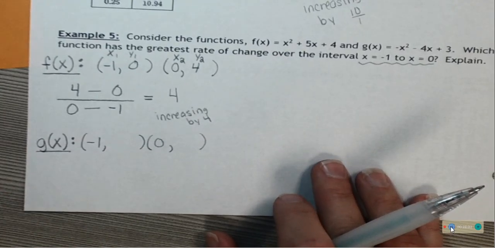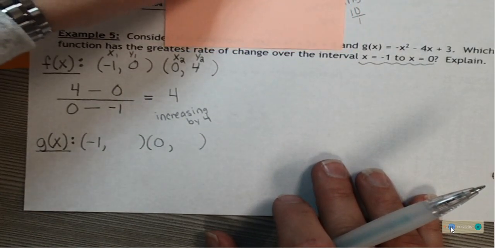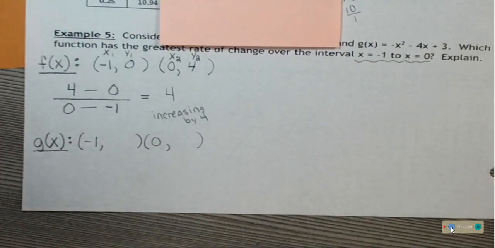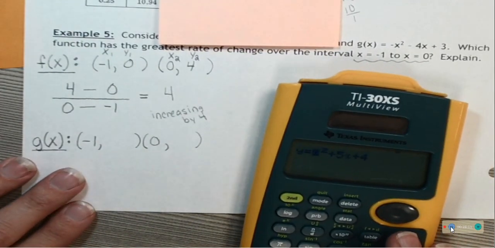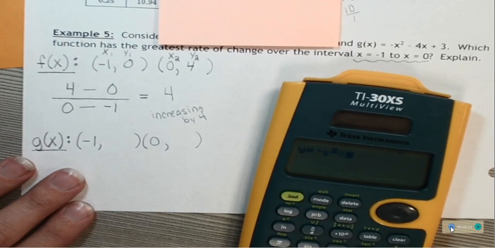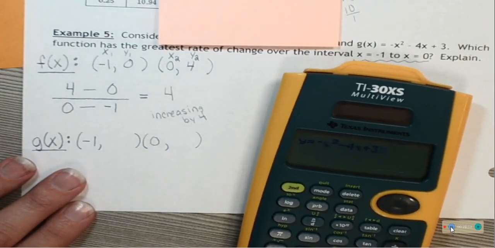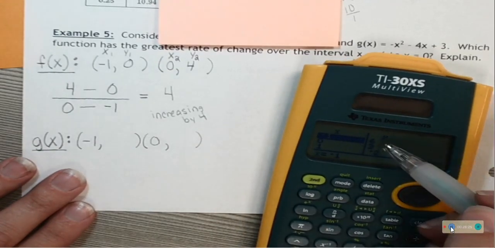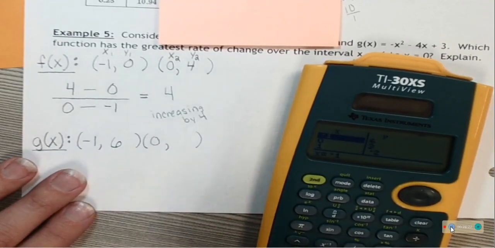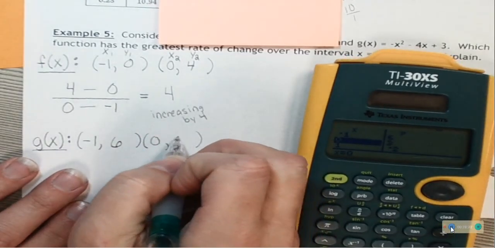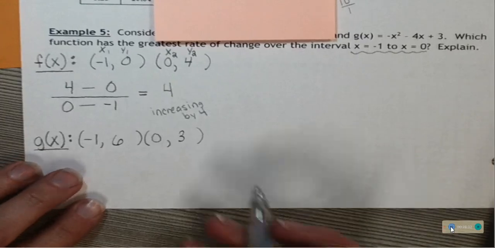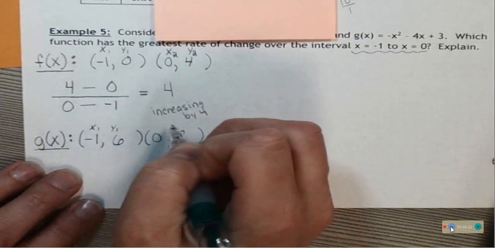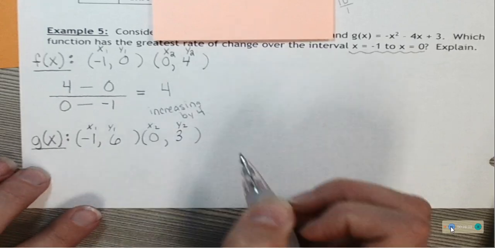All right, so now I've got to do g of x. I'm going to cover up f of x this time so I don't get confused. I'm going to type in the table -x squared minus 4x plus 3. I'm going to double check, make sure I typed the right thing. I did. I'm going to start at -1. When x is -1, y is 6 for function g. When x is 0, y is 3. So that means this is x1, y1, x2, y2.